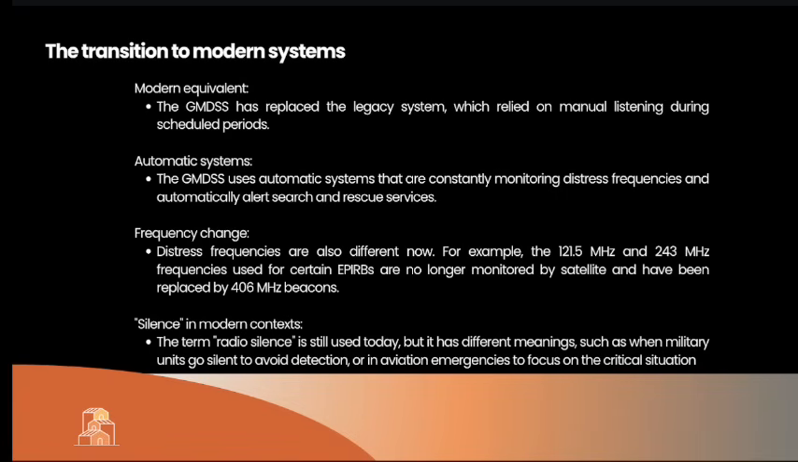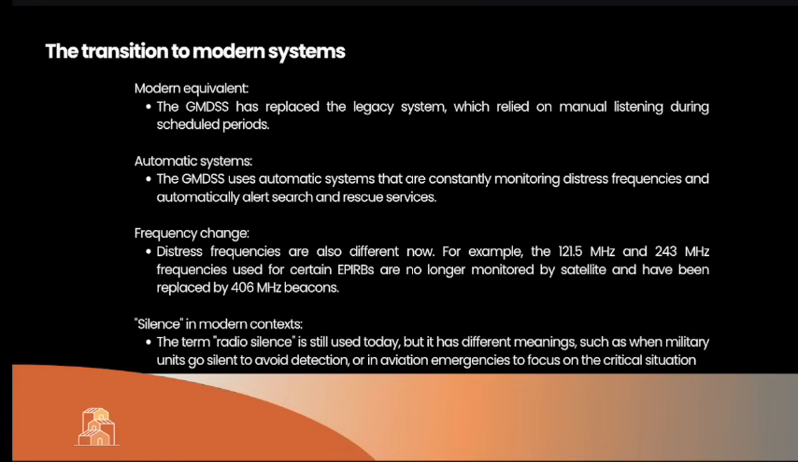So we have here some modern transition from the traditional to the modern system. In the modern equivalent, the GMDSS has replaced the legacy system. The old one relied on manual listening during the scheduled period, while now the GMDSS uses automatic systems that constantly monitor the distress frequency and automatically alert search and rescue services.